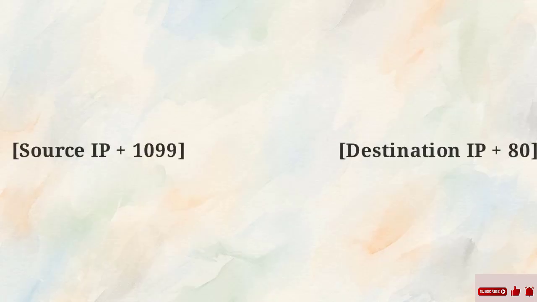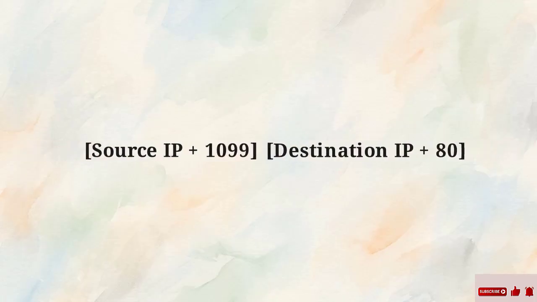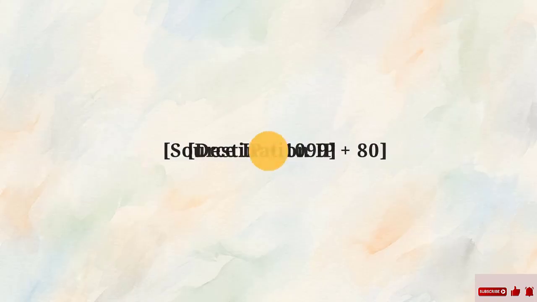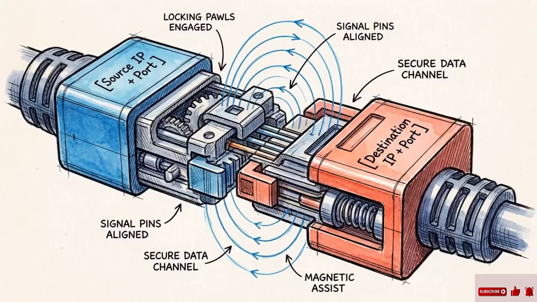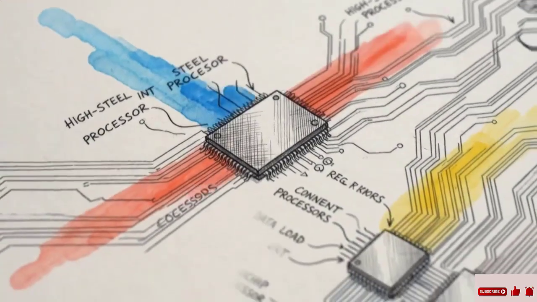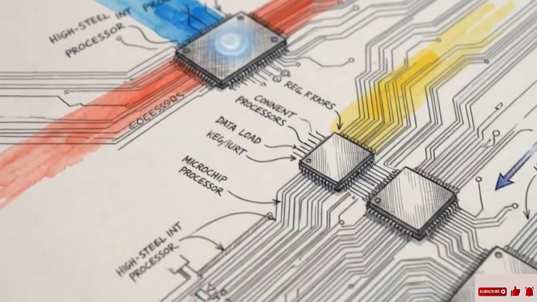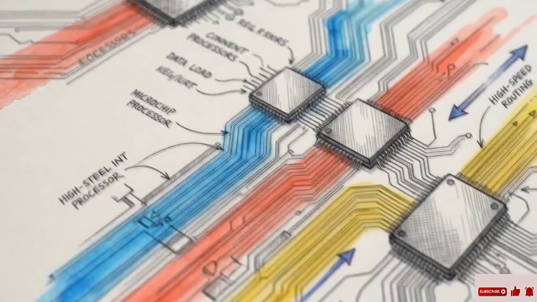Combining the source IP and the dynamic private port with the destination IP and the well-known port creates what engineers call a socket pair. By assigning a unique socket pair to every single request, a single IP address can track and manage dozens of simultaneous application connections without a single packet colliding.